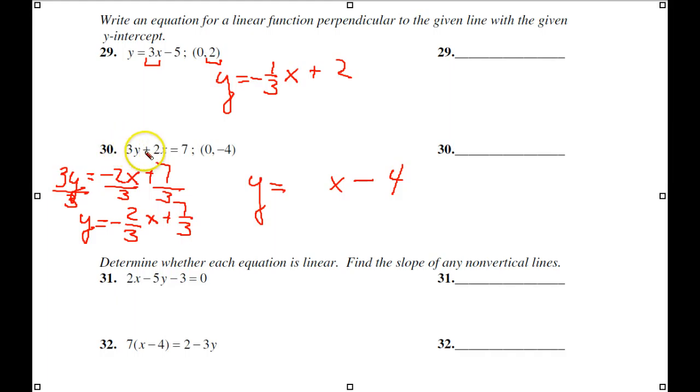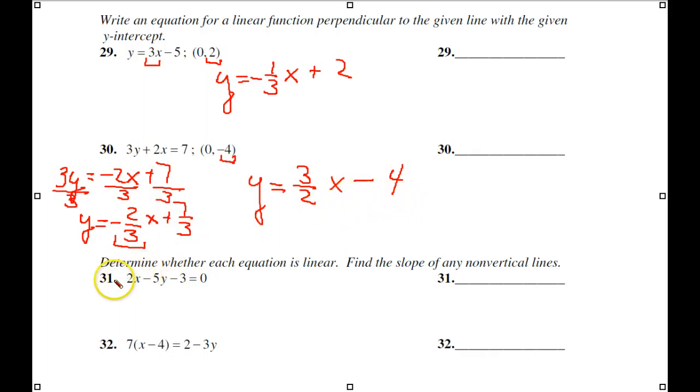Now here this is in standard form, so I have to solve for y. I transpose the 2x, it became a negative 2x on this side, then divide everything by 3. So my parallel slope would be this. What would be the opposite reciprocal of this? Well, a positive 3/2, and there's our y-intercept right there.